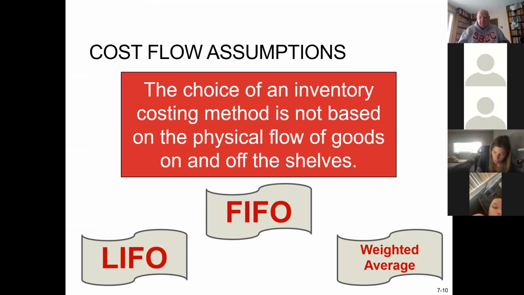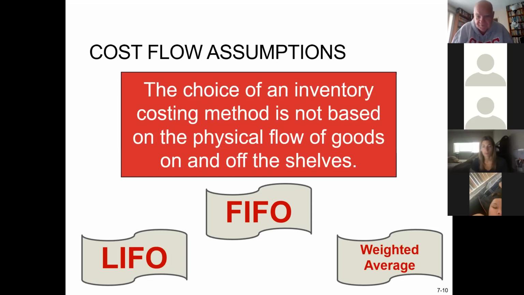And here we're getting into the three more prominent methods. Cost flow assumption. The choice of an inventory costing method is not based on the physical flow of the goods on and off the shelves. Okay? And some of you may have heard this before, right, Nicole? Last in, first out. That says on paper, we are selling the last in item first. We are assuming we're selling the last item we received first, the newest item. Of course, we know that's not necessarily true at all. It's just the way you're allowed to cost your inventory.